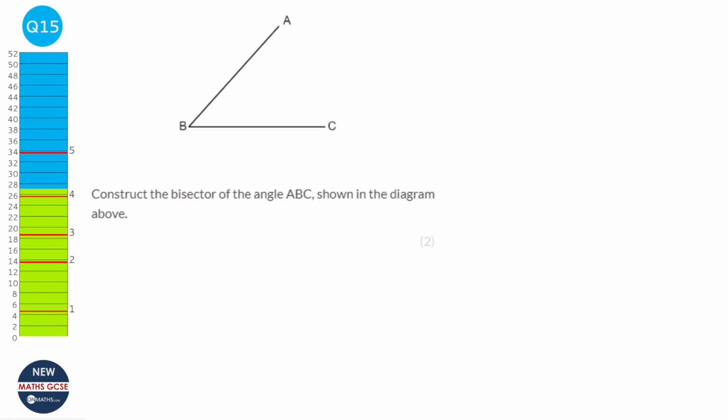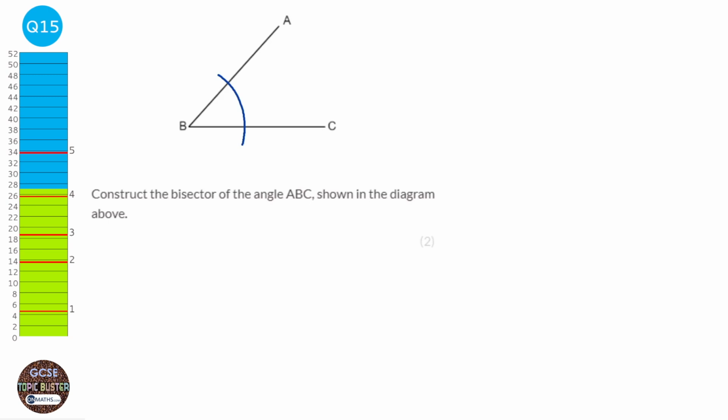There's a very specific way to draw an angle bisector. And you start off with a pair of compasses and put the point on B. And then draw an arc from B. And it doesn't matter what the distance is, as long as it's kind of roughly maybe halfway between A and B. It doesn't matter what the distance is.